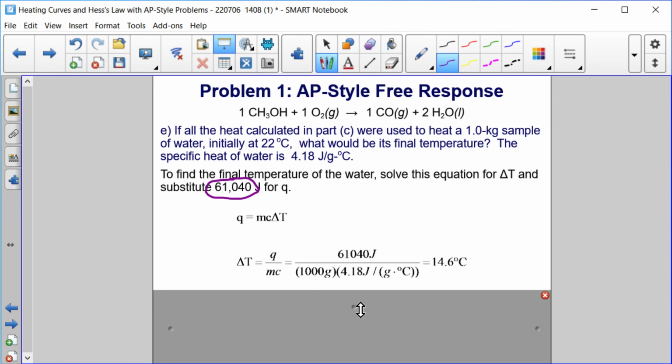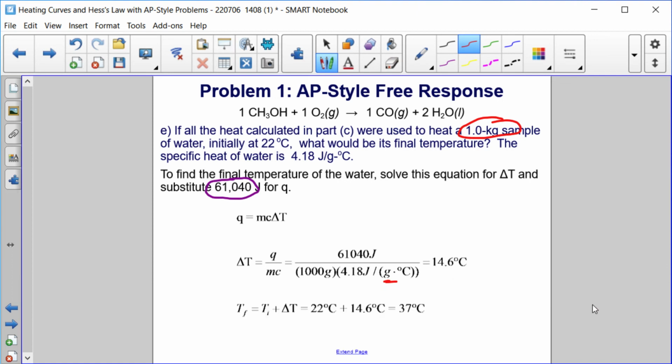So delta T is equal to Q, 61,040 joules. I've converted to joules, and that's to be consistent with my units for specific heat. Over the mass 1,000 grams, same thing here. We know that it's 1 kilogram, but to be consistent with our units in our specific heat, we have to convert to grams and then multiply by C, or the specific heat, 4.18 joules per gram degree Celsius, and we get a change in temperature of 14.6 degrees Celsius.